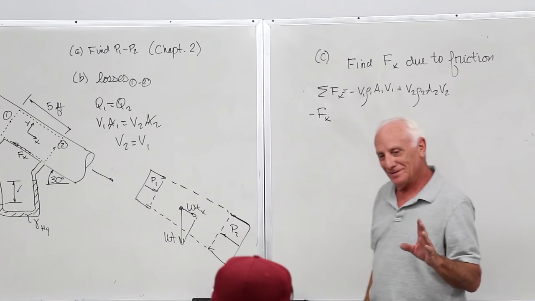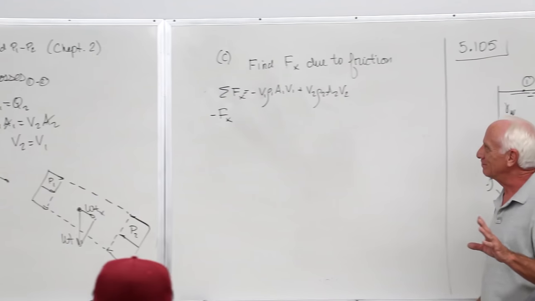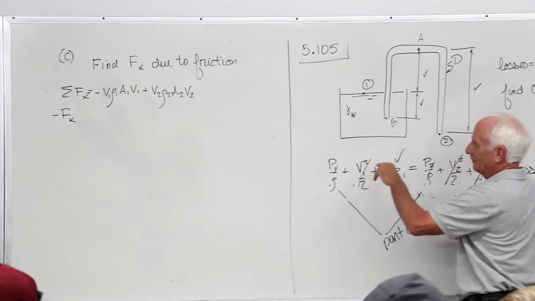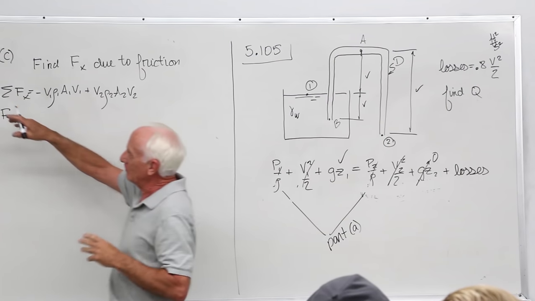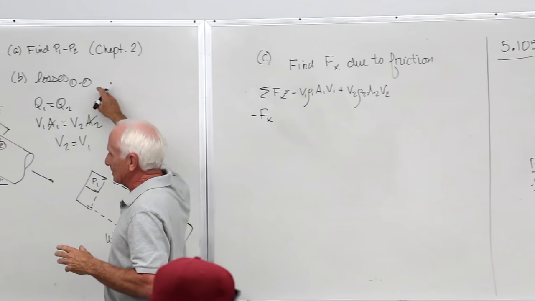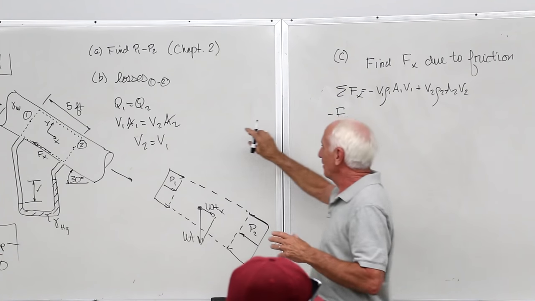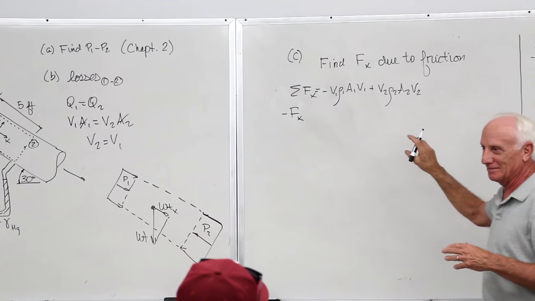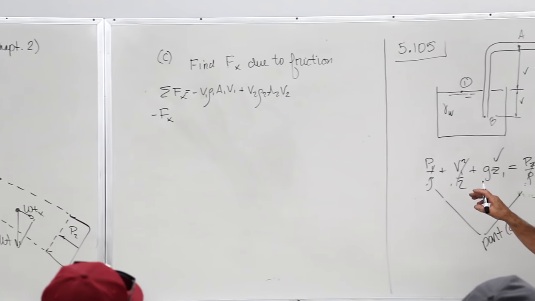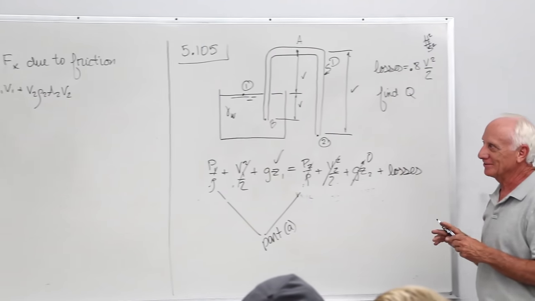Okay, this is an interesting problem. It's a great review problem. We go to chapter 2 for part A. We go to chapter 5 on energy for part B. And we go into chapter 5 for momentum on part C. Oh yeah, it gets you ready for an exam.